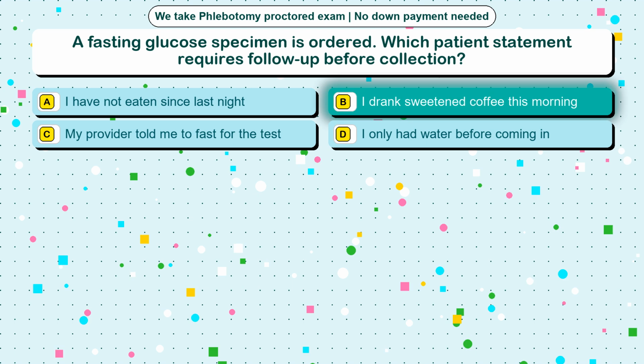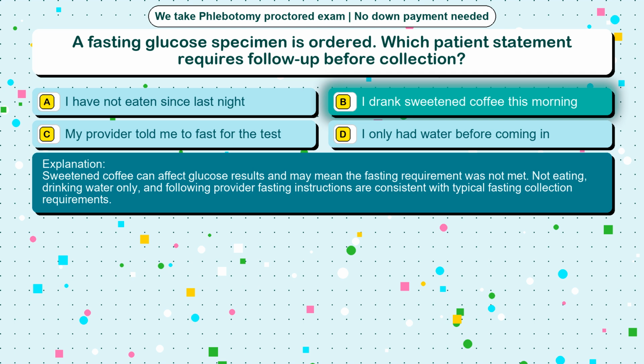The correct answer is option B. I drank sweetened coffee this morning. Sweetened coffee can affect glucose results and may mean the fasting requirement was not met. Not eating, drinking water only, and following provider fasting instructions are consistent with typical fasting collection requirements.